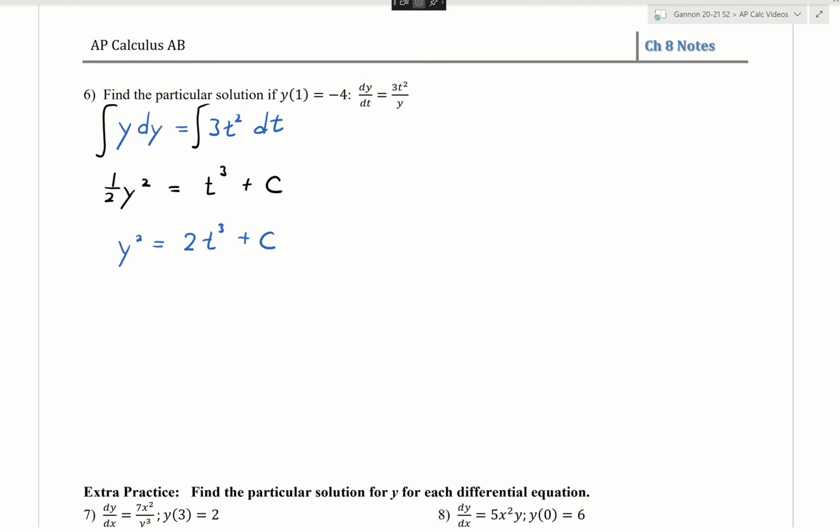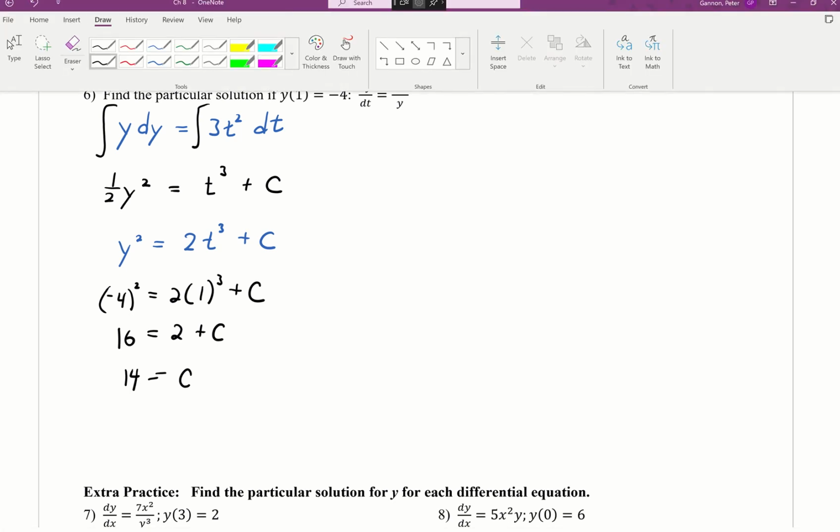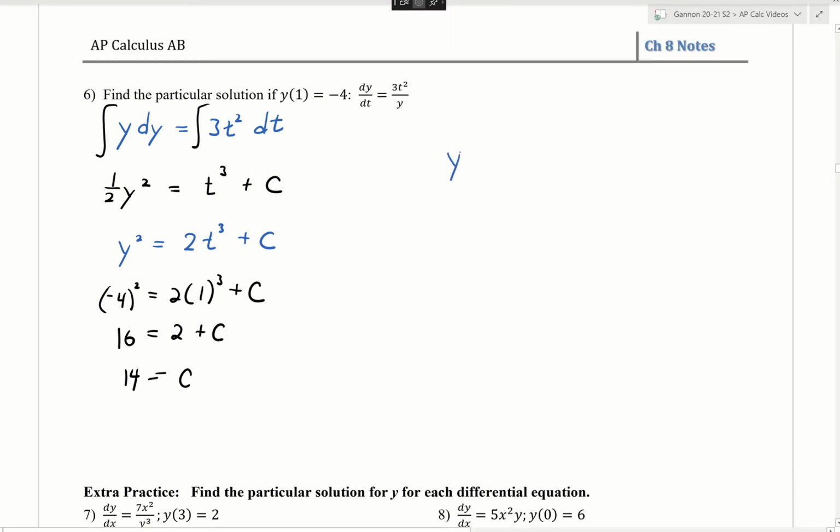So we have, let's see, we can plug in -4 quantity squared is equal to 2 times 1 cubed plus c. And -4 quantity squared, that's 16. 1 cubed is 1 times 2 is 2. And then if we subtract 2, we find out that c is equal to 14. And then what we end up with is y squared is equal to 2t cubed plus 14. And then if we wanted to isolate y, we would square root both sides.